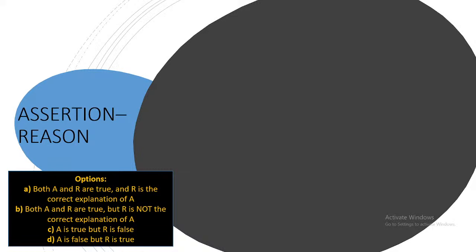Okay, let's start. The first one, assertion: rusting of iron is an oxidation process. And the reason is oxygen is added to iron during rust formation. So what will be the correct option?